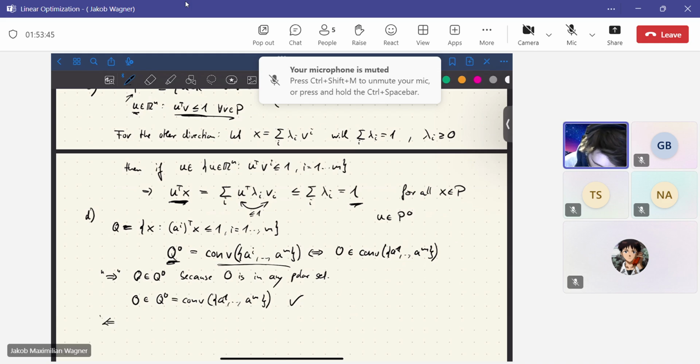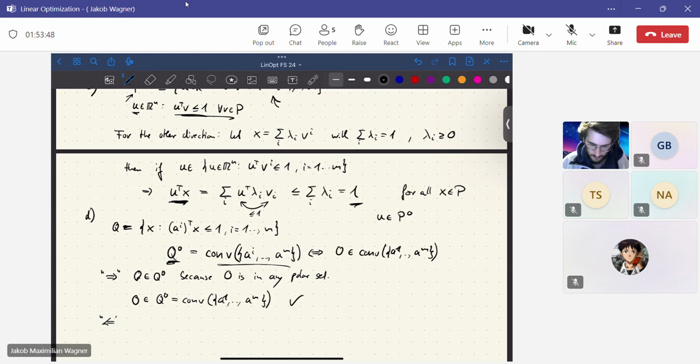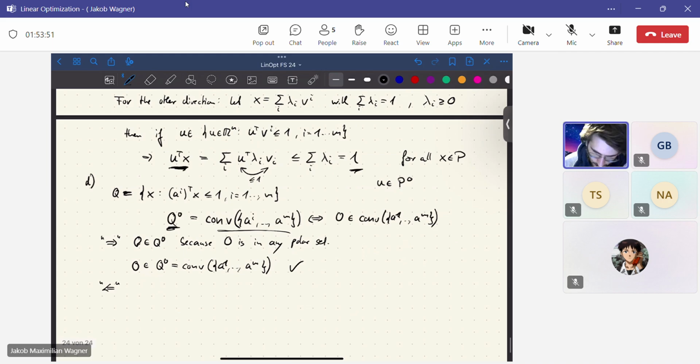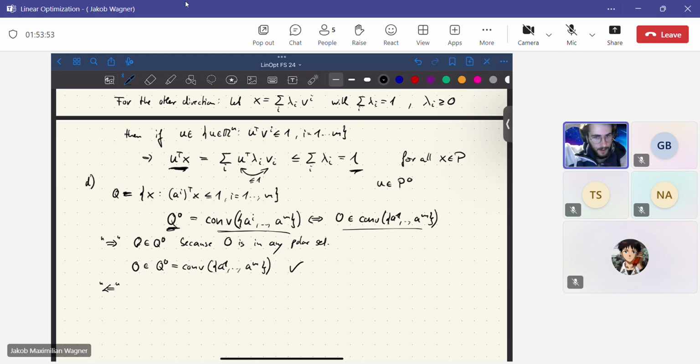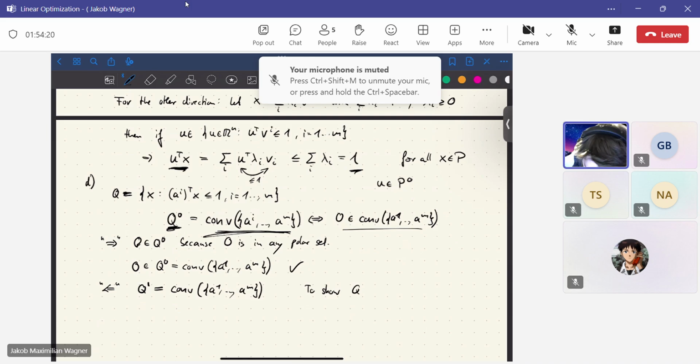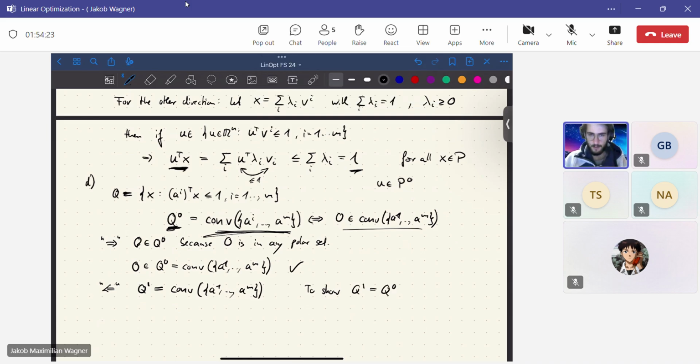For the other direction, we have to work a little bit harder. So we assume that 0 is in this convex hull, and we want to show that the polar set of Q is given by this convex hull of the AIs. And to show that these are the same, let's introduce an abbreviation. Let's call Q prime exactly this convex hull of a1 through am. And our goal is to show that this Q prime is the same as the polar set of Q.